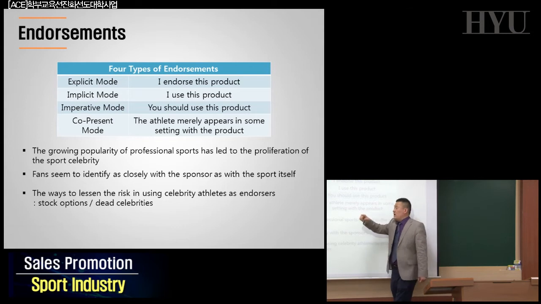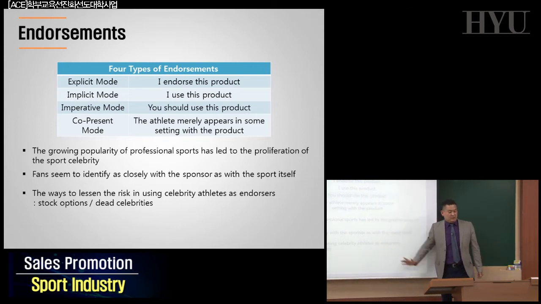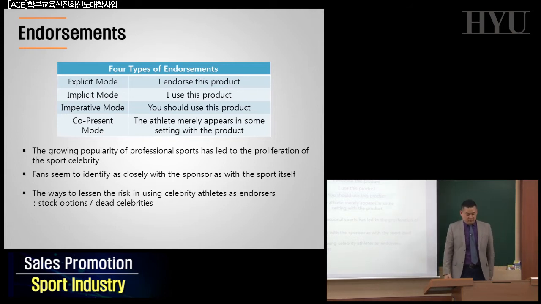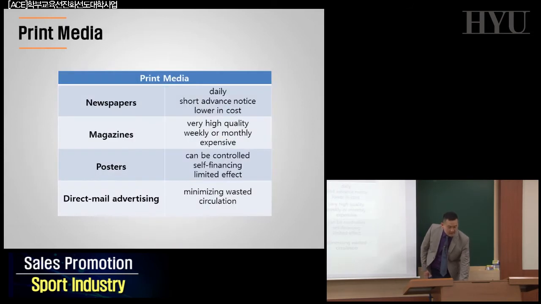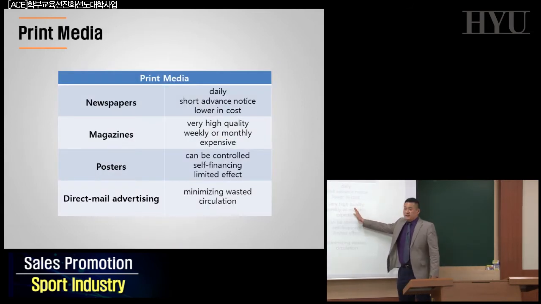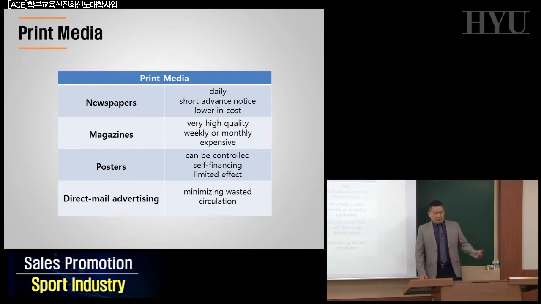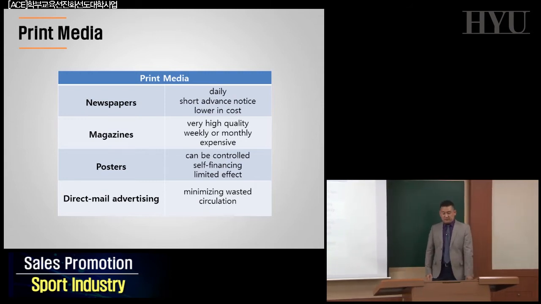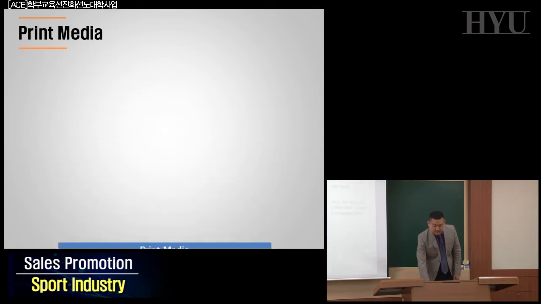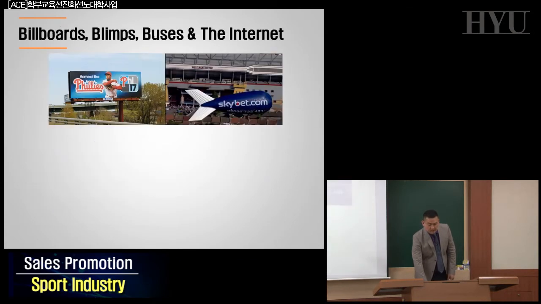So Cost explained four types of endorsement: explicit mode, implicit mode, imperative mode, co-present mode. Next one will be print media. Print media is the representation, the most famous being newspapers, magazines, posters, and direct mail advertising. Then the broadcast media, billboards, blimps, buses, and the internet.